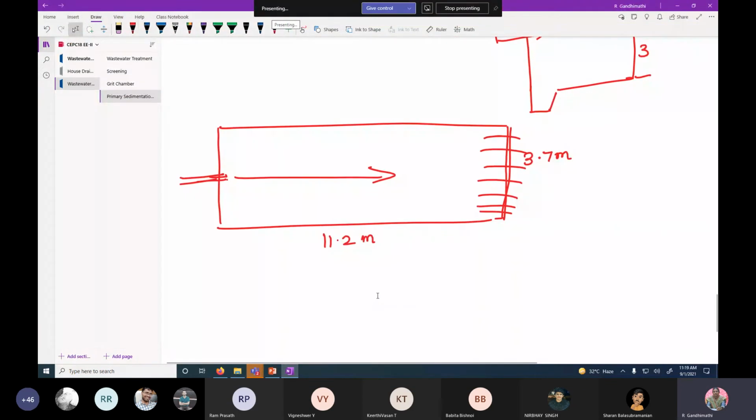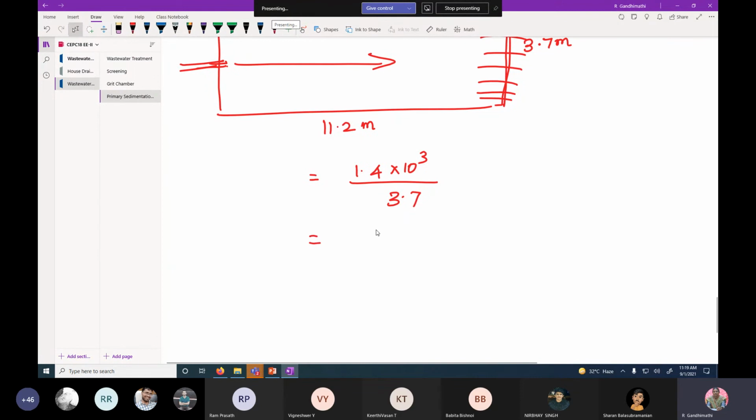Okay, now you just imagine that 3.7 meter is the length of the weir, then calculate the weir overflow rate, sorry, weir loading rate, that is equal to 1.4 into 10 power 3 divided by 3.7. Then it is 378 meter cube per meter per day. What is the design value? Should be greater than 125 and less than 500 meter cube per meter per day.